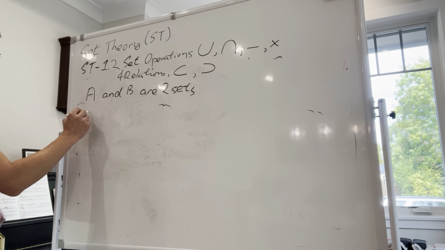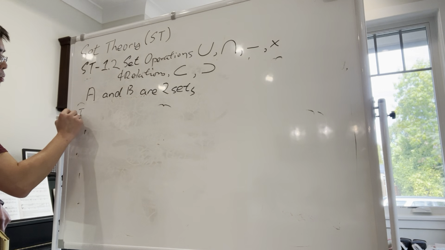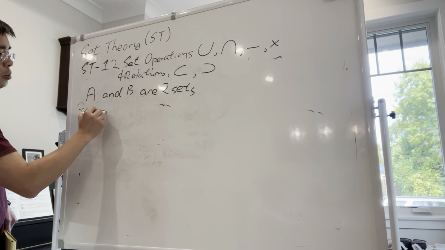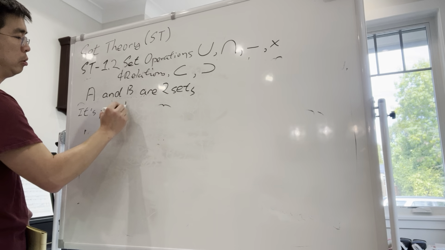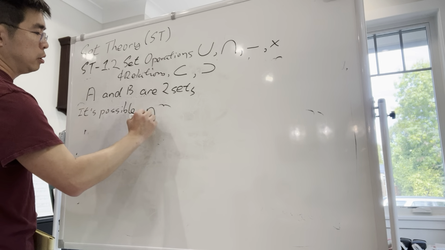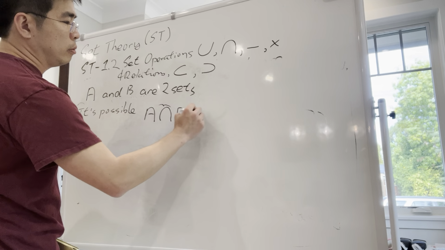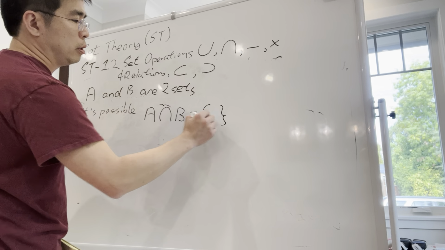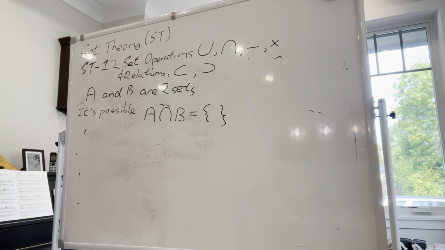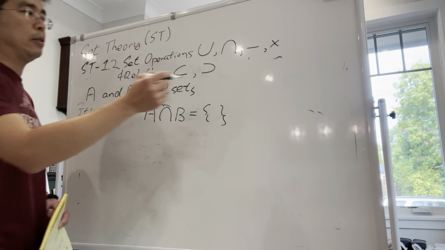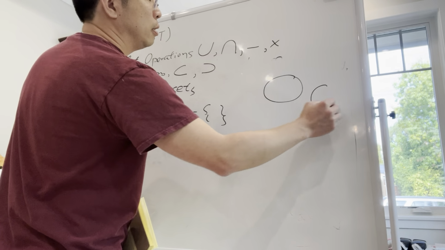So one thing to remember is it is possible that A intersect B is an empty set, meaning that there's nothing inside. Again, think about the picture. A and B are completely not related.